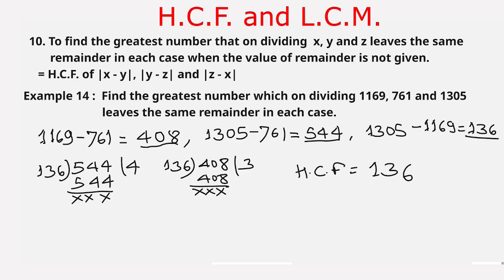So our answer is 136, which is the greatest number which on dividing 1169, 761 and 1305 leaves the same remainder. If the remainder value is not given, then we adopt this method of solving the question. I hope you have understood the method of solving such type of questions. We go to the next type of questions in the next point.